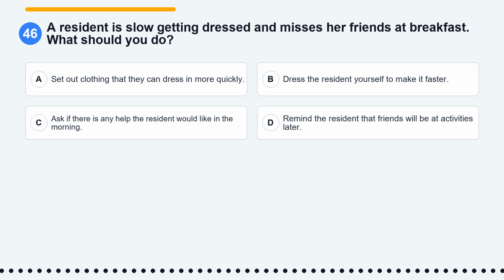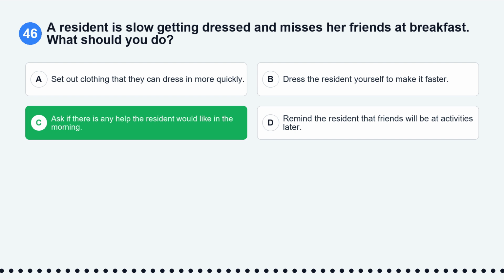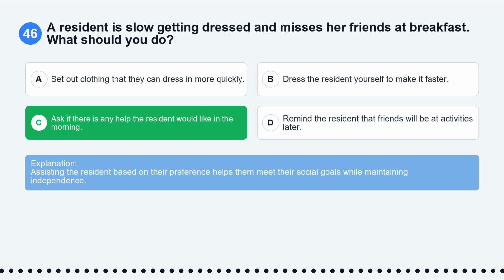Option C, ask if there is any help the resident would like in the morning. Option D, remind the resident that friends will be at activities later. The correct answer is option C, ask if there is any help the resident would like in the morning. Assisting the resident based on their preference helps them meet their social goals while maintaining independence.